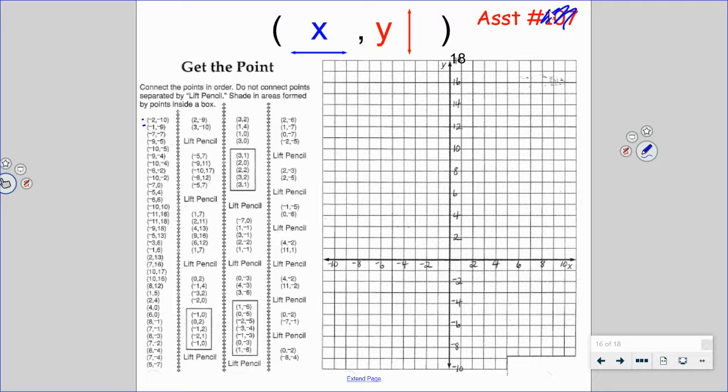So if you were to graph each of these points, (-2, -10), and then (-1, -9), and then we got (-7, -7). Basically what you're going to do is you're going to plot those points and you're going to connect the points in that order. Go carefully. You don't have to use a ruler, but you may if you wish. (-9, -5). Notice there are parts where you will lift up your pencil, and so you'll draw another few dots and connect those dots.